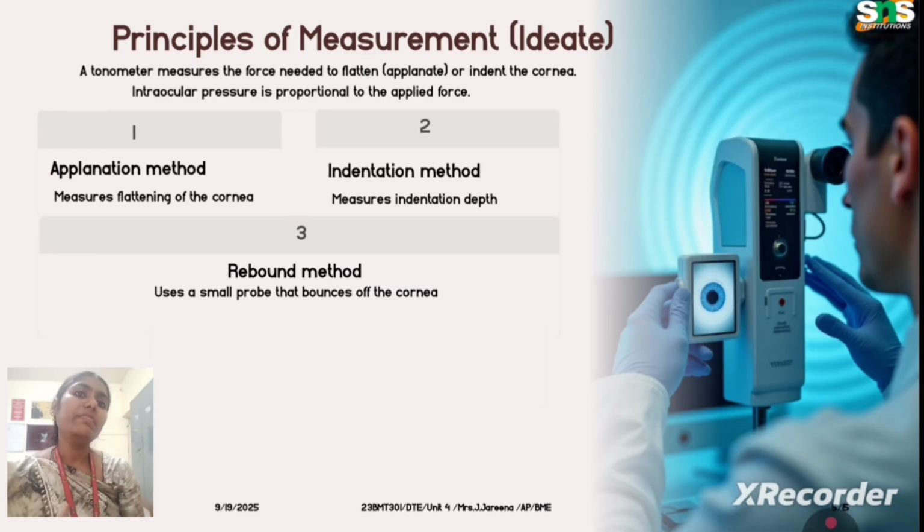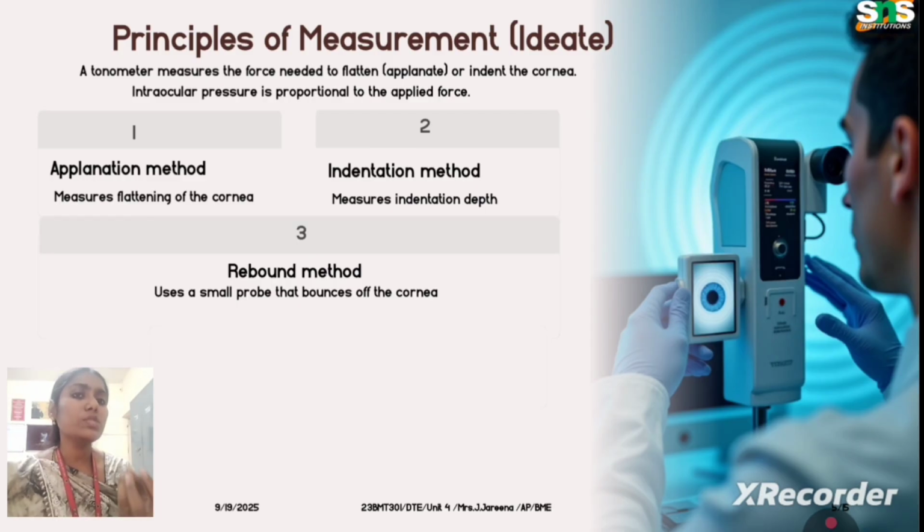So what are the different working principles behind this measurement of IOP based on the tonometer? We have three methods. One is the applanation method, second is the indentation method, and third is the rebound method. In the applanation method, we measure based on the pressure or the force we give to flatten the cornea. In the indentation method, we measure the depth of the indent made under a known weight. And third is the rebound method.